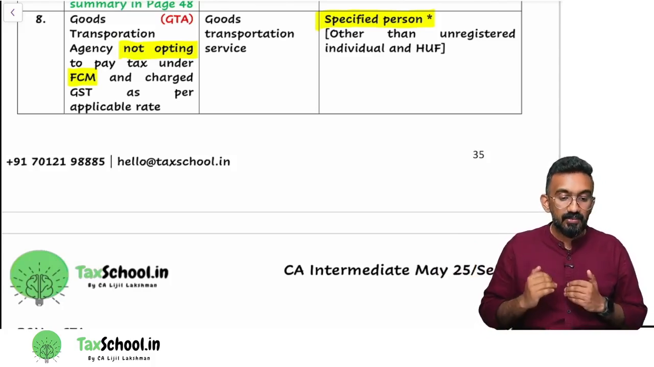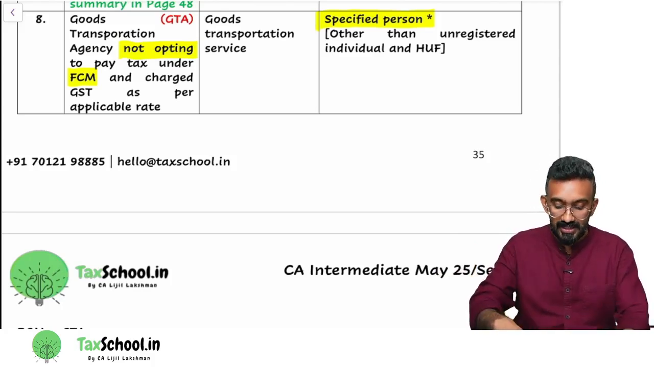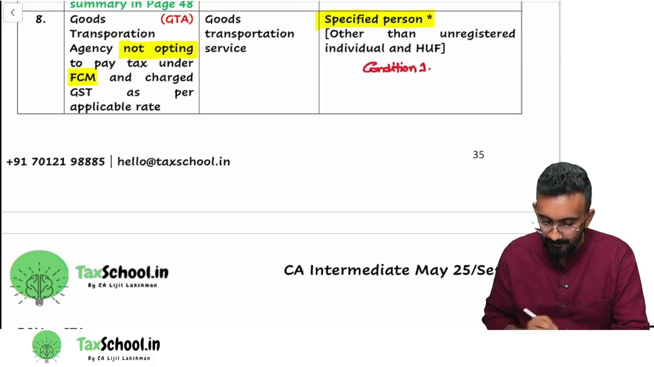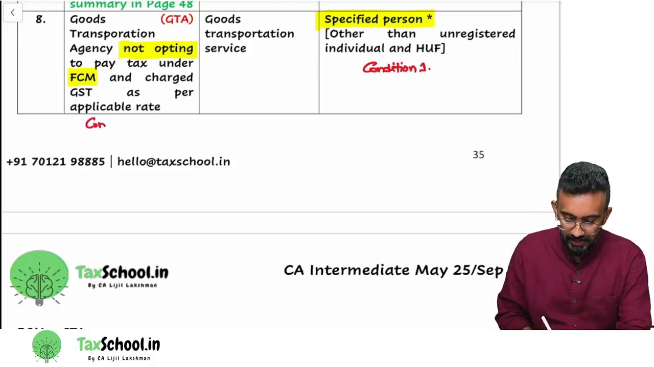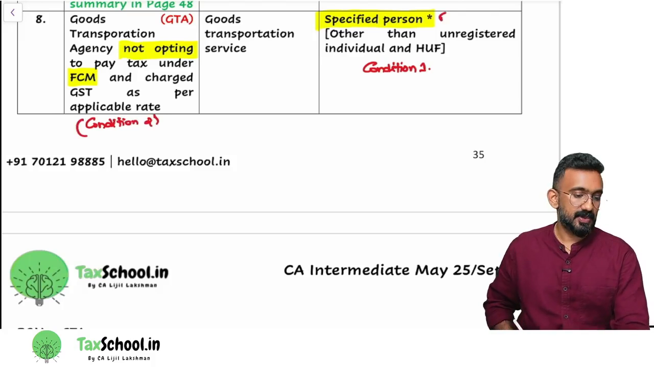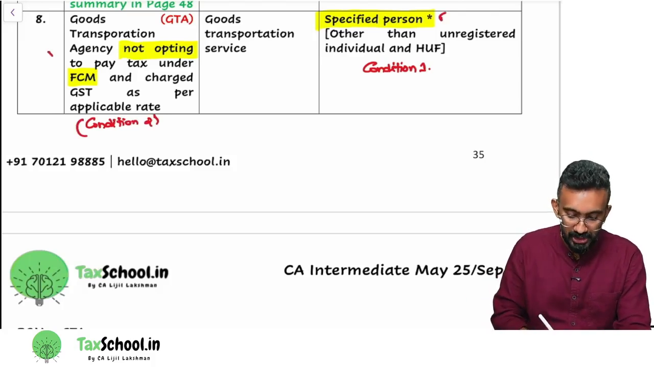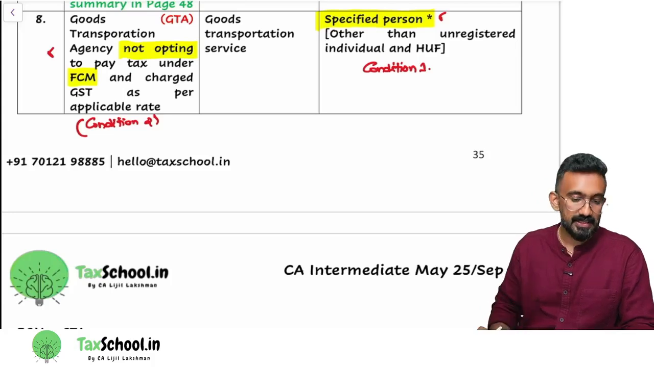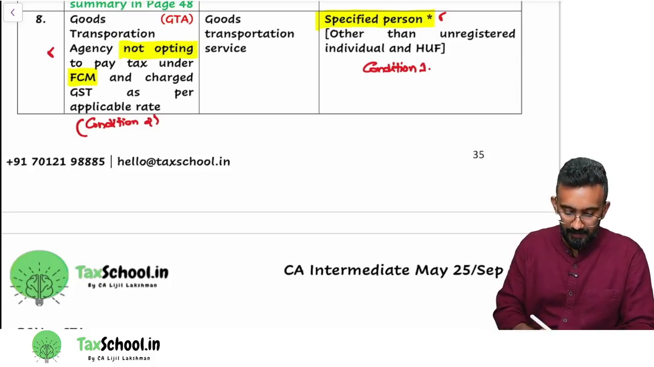So, when will it be taxed under RCM? When two conditions are satisfied. Condition number 1, the recipient has to be a specified person. Condition number 2, GTA should not opt for FCM. Then only it will be taxed under RCM by the recipient.